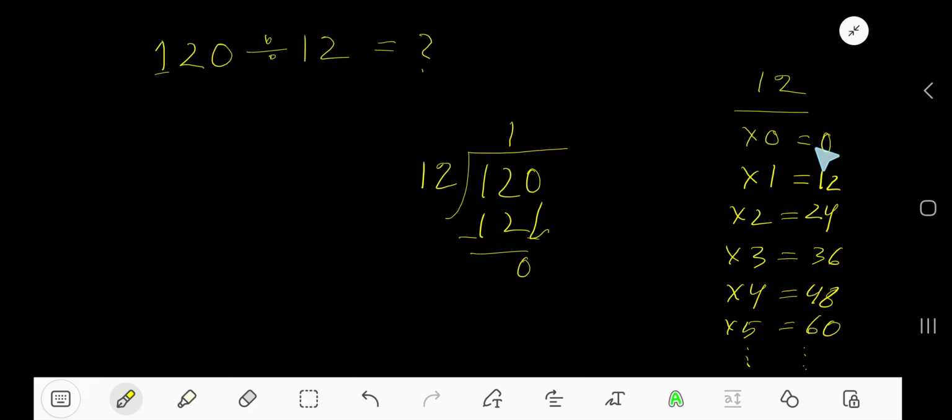So 12 goes into 0 how many times? 0 times, right? 0 times 12, 0. Subtract, your remainder is 0. Since your remainder is 0, we are done. So our answer is 10.